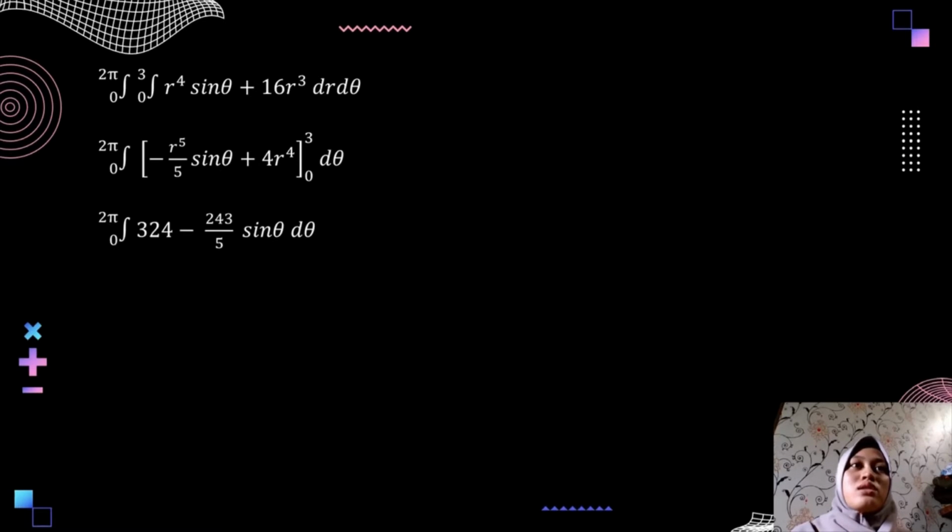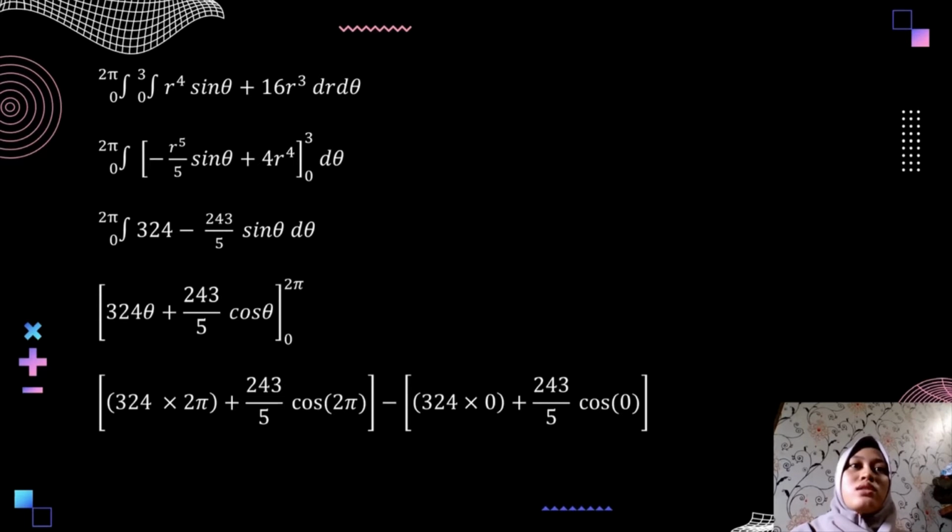By substituting the upper limit and the lower limit into the function after we integrate, we can obtain the final answer, which is 648 pi.